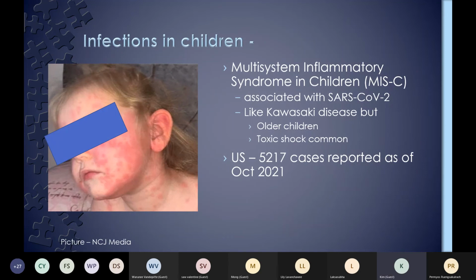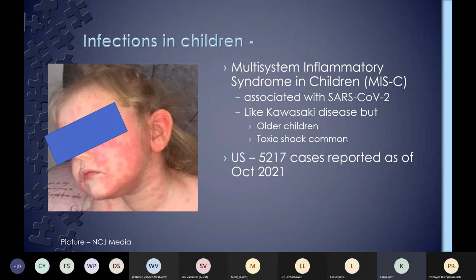MIS-C, multisystem inflammatory syndrome in children. Just for your information, there is a MIS-A as well, which is in adults, but it's quite rare. It's also called PIMS-TS in some places like Australia, but I think in most parts of the world it's known as MIS-C. It's an acute inflammatory syndrome in children, which follows several weeks after an episode of COVID-19.